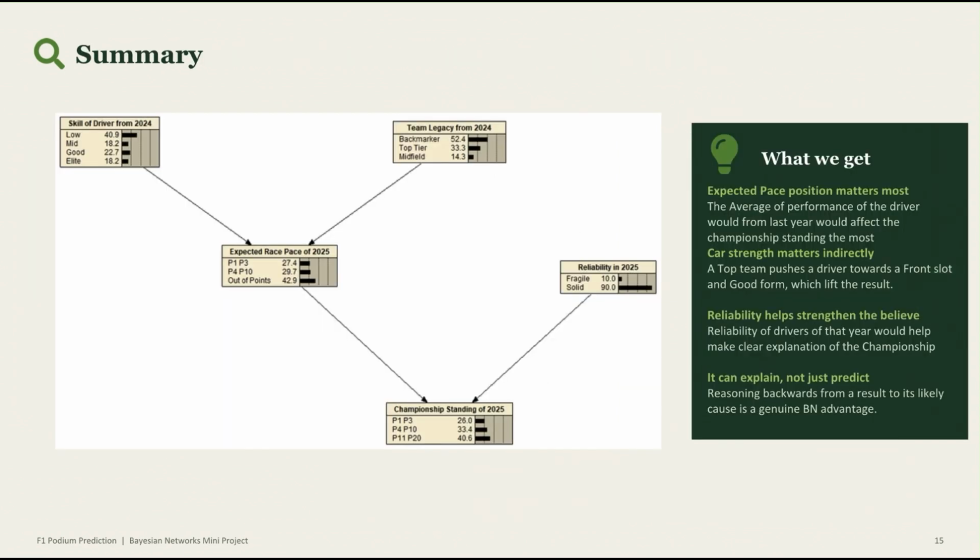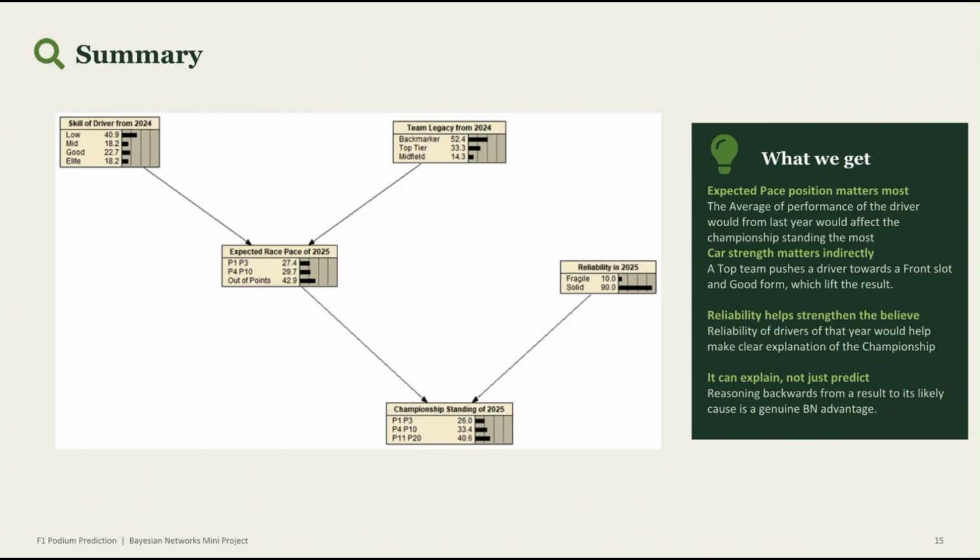So what do we get from this network? The expected race pace is the most influential variable affecting the championship standings. The car strength also matters, indirectly, since the performance of each team also affects the championship standings. And reliability really helps strengthen the belief. If we know the driver is solid, we can be sure. But as we can see on the fragile side, sometimes the distribution comes out really unclear.